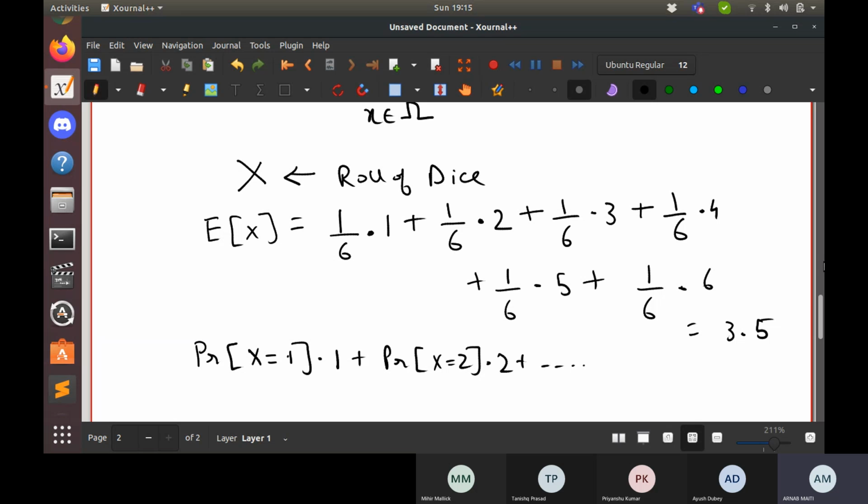So roughly, when you roll a dice, we can expect that its value can be 3.5. Doesn't mean that its value will be 3.5. On expectation, you can say that it's likely that the value is either 3 or 4. Just an intuitive sense of what expectation is.